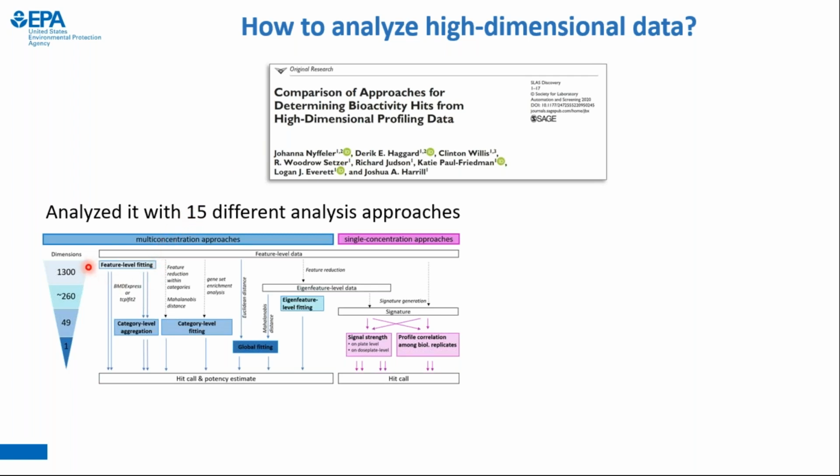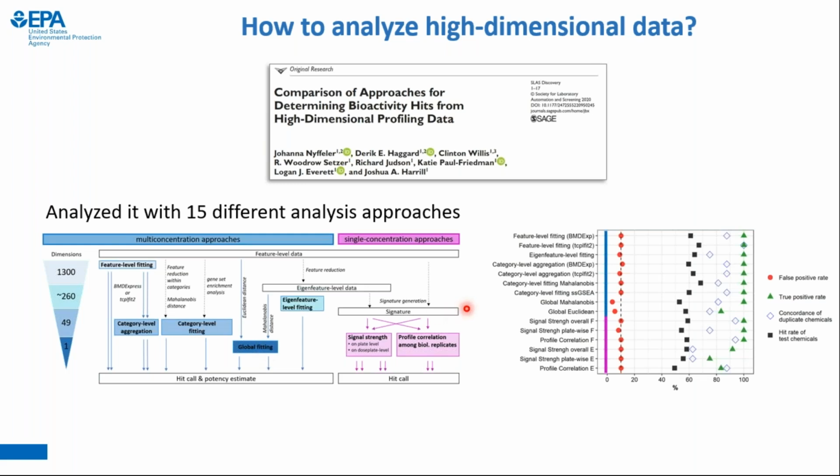For example, you can fit one concentration response curve to each feature and then somehow aggregate that and define a potency. Or you can do some aggregation first of the data and then fit a fewer number of curves. For example, here, we aggregated the data first within feature categories and then fitted some curves. Or you can do a more drastic approach and combine all the 1,300 features into one number and then fit only one curve.